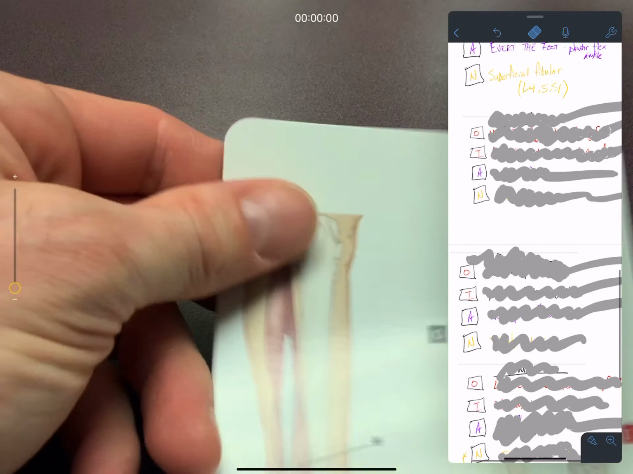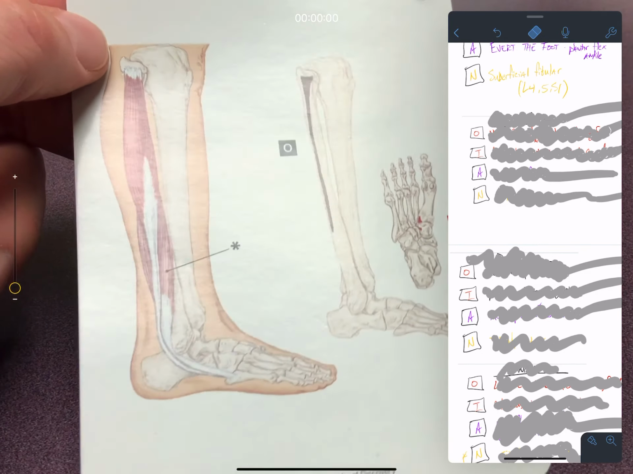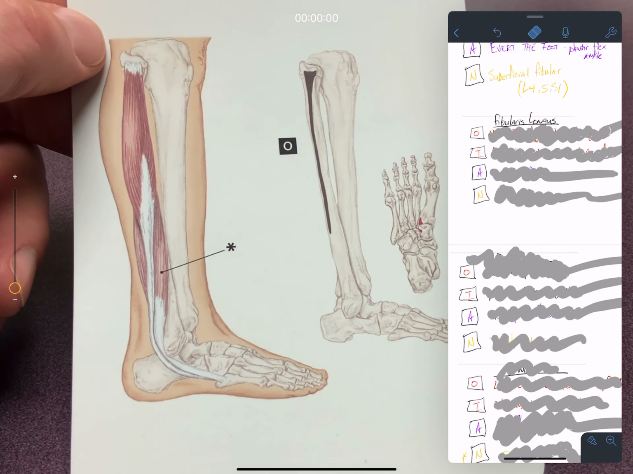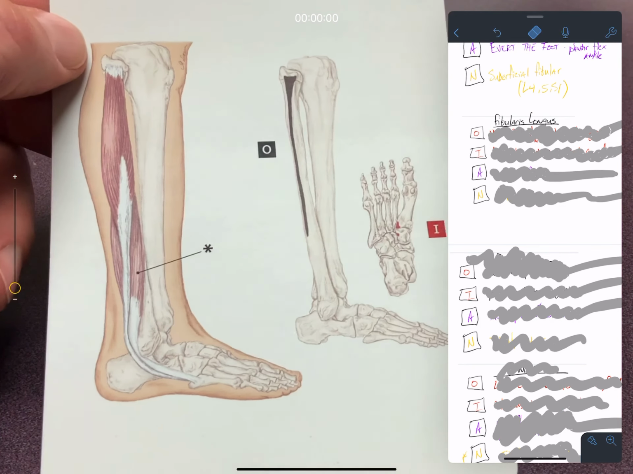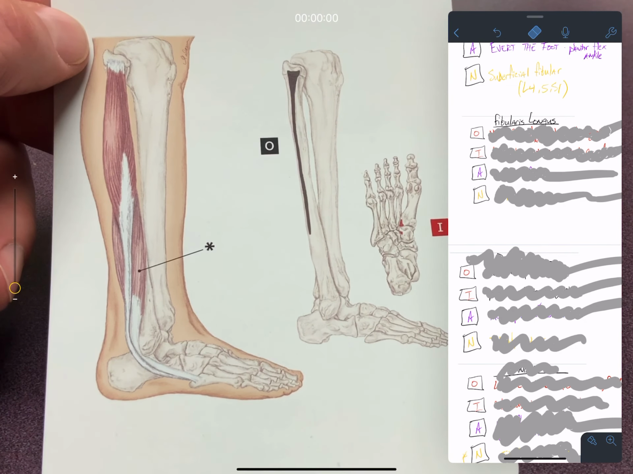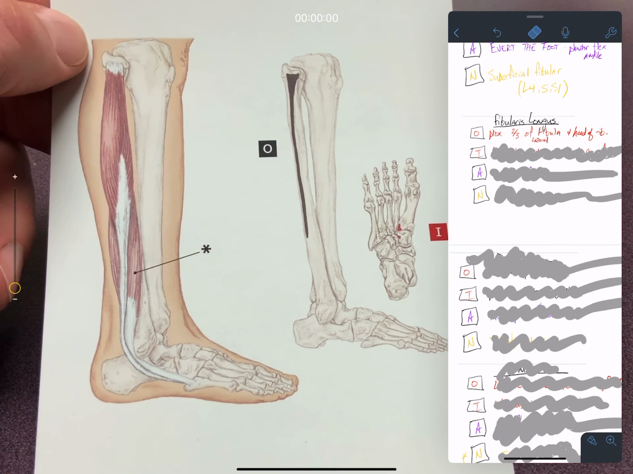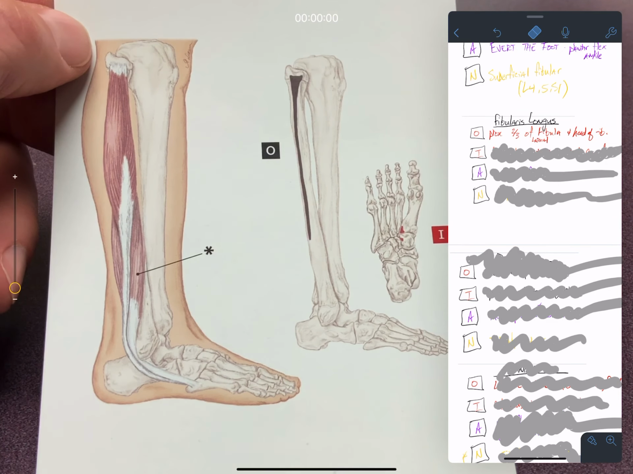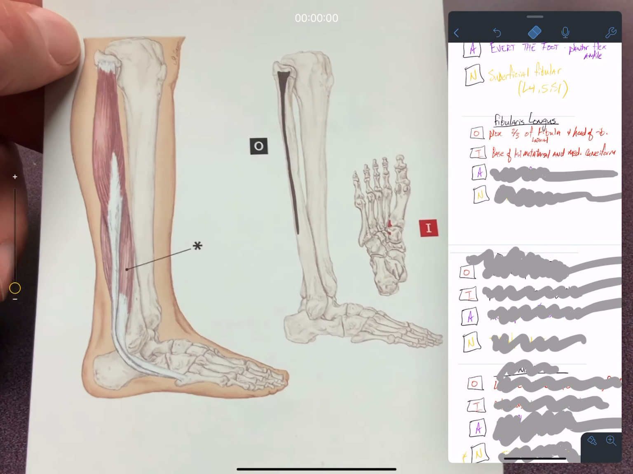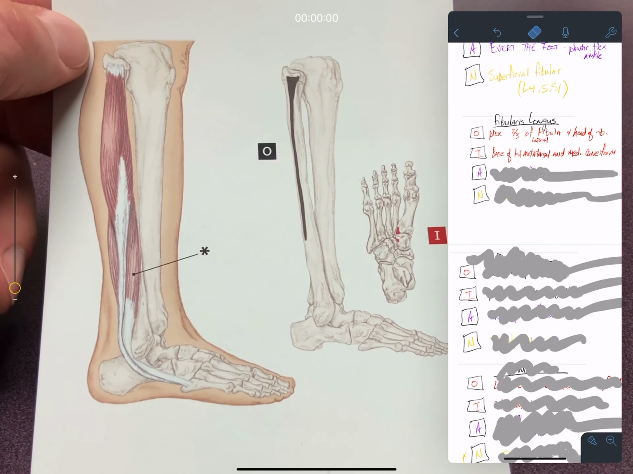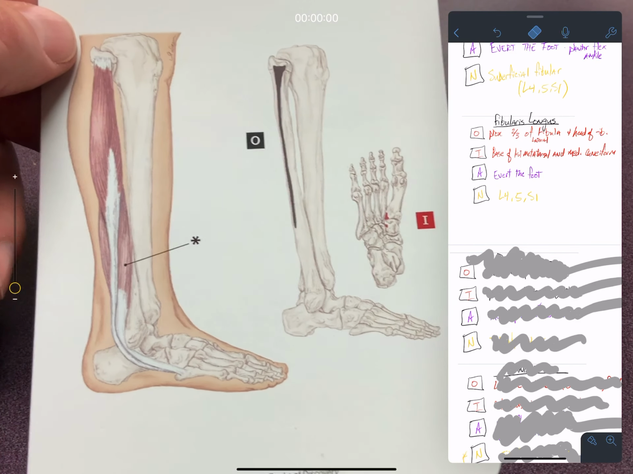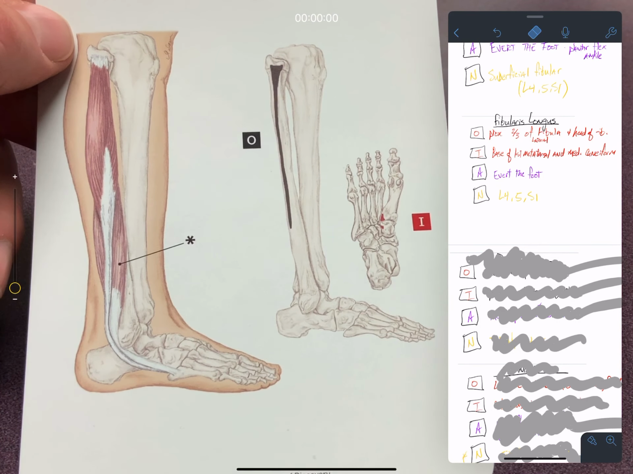Next, this is fibularis longus, and its origin is the proximal 2/3 of the fibula and the head of the tibia, and its insertion is the base of the first metatarsal and medial cuneiform. Its action is to evert the foot, and it's innervated by L4.